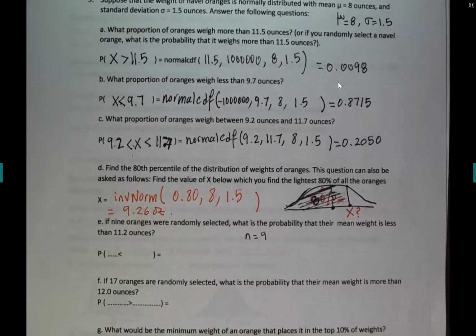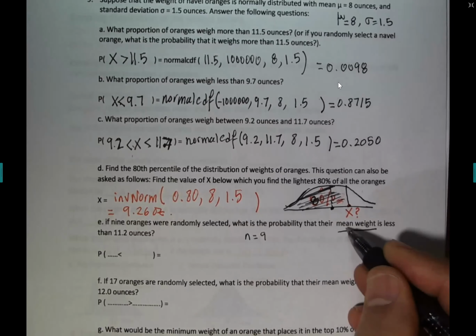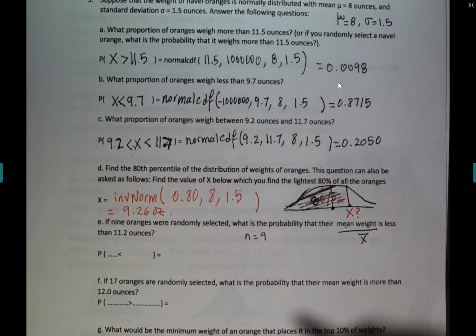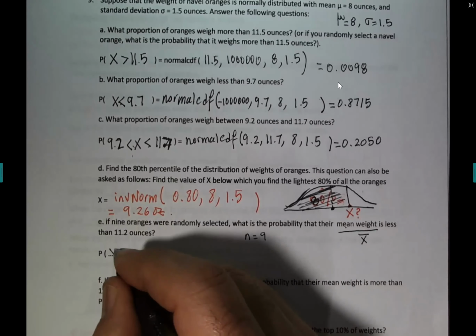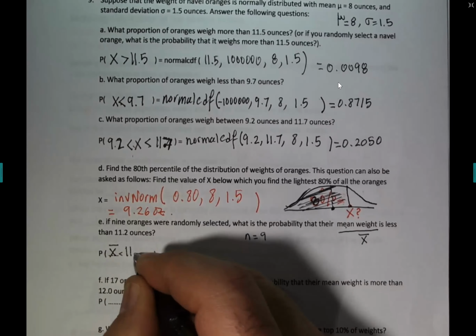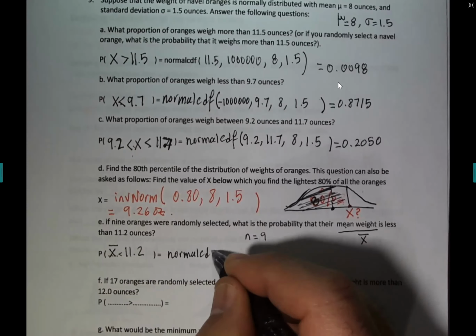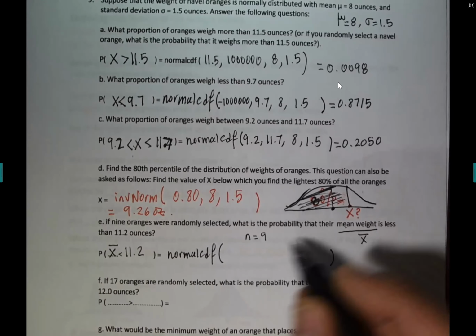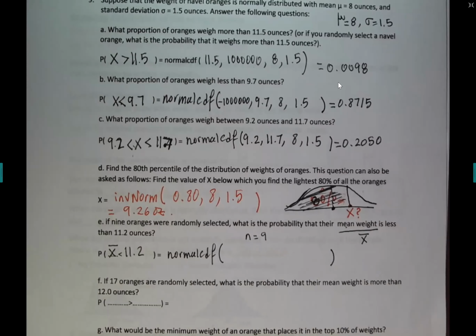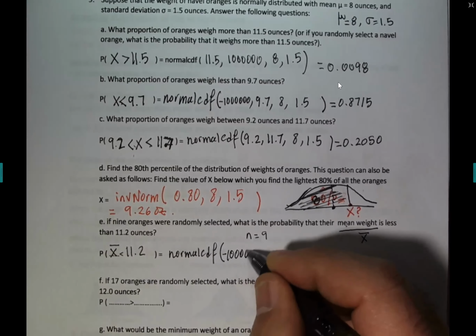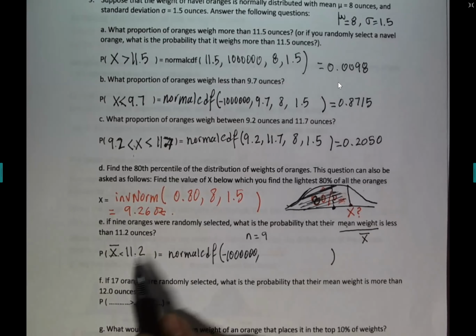What is the probability that their mean weight, look, it says mean weight, which is x bar, that's the reference for mean weight, is less than 11.2. So instead of putting x, guys, you put x bar here, 11.2, and normal CDF. Now you can help me, guys, with the 4 arguments. What would they be? Lower bound. No changes, same lower bound as before. So what would that be here? Negative a million. Upper bound 11.2.